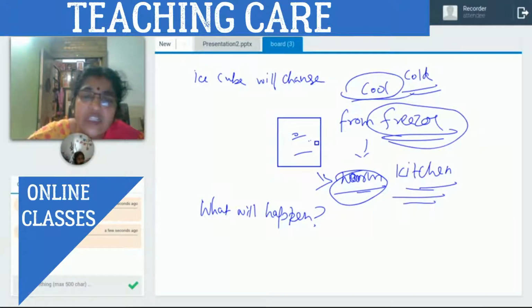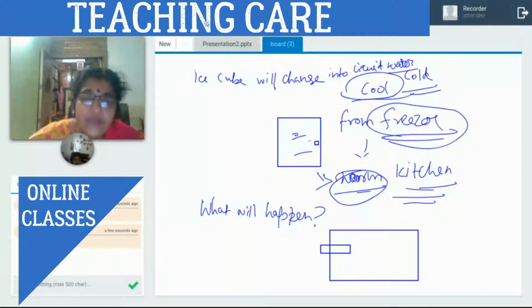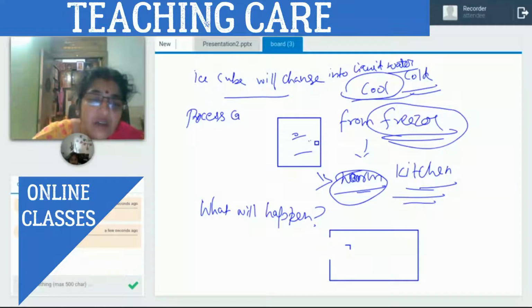It will change into liquid. The ice cube will change into liquid water. So this process is called what? This ice cube will change into liquid water. What is this process called? Melting. Very good.